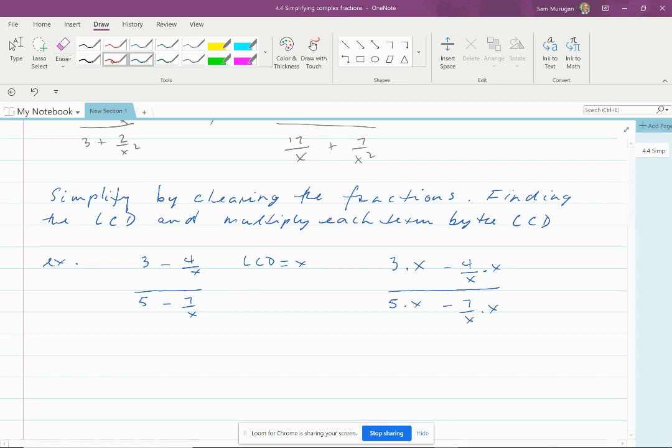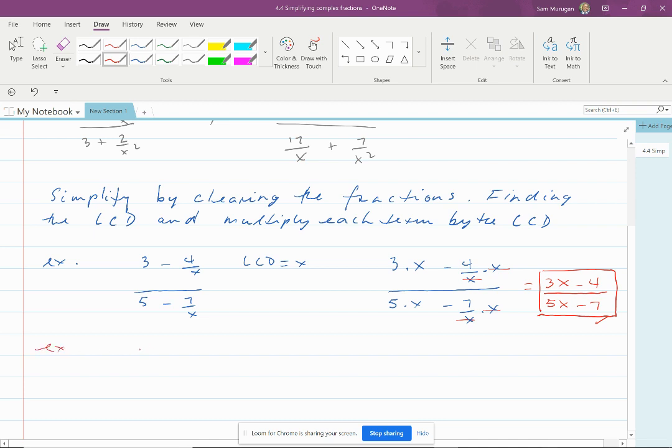And that allows me to go ahead and cancel out these x's right here. And that leaves me with my answer, 3x minus 4 over 5x minus 7. This answer that we get is no longer a complex fraction because there's no longer fractions in the numerator or the denominator. Another example.